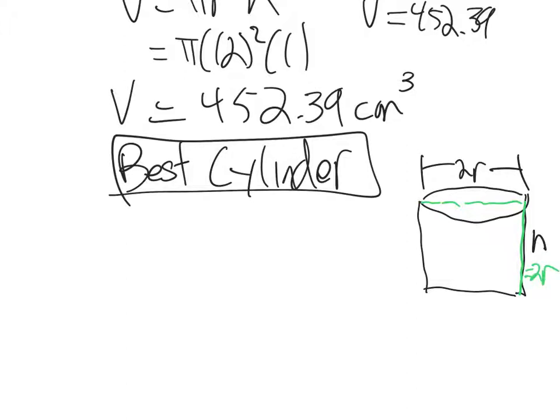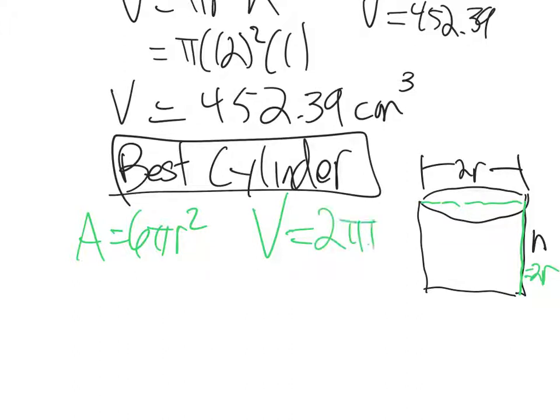And for the best cylinder, we have some formulas. The best cylinder, we developed these formulas in class yesterday. The area of the best cylinder is 6 pi r squared, and the volume of the best cylinder is 2 pi r cubed. Those are the best, that's the best volume and the best area. Okay, by best we mean for any given volume, that's the least amount of area you're going to get, and for any given area, that's the most volume you're going to get.